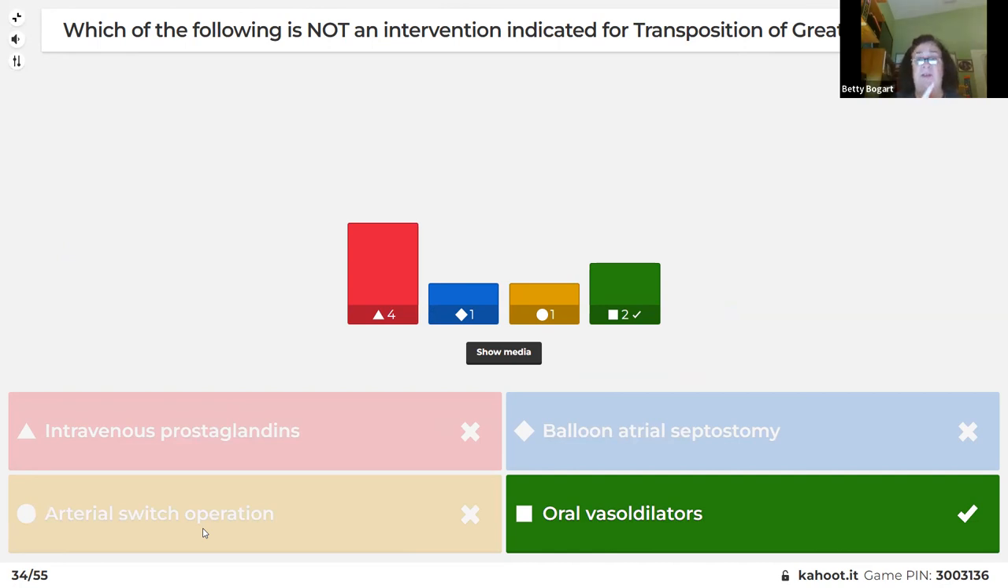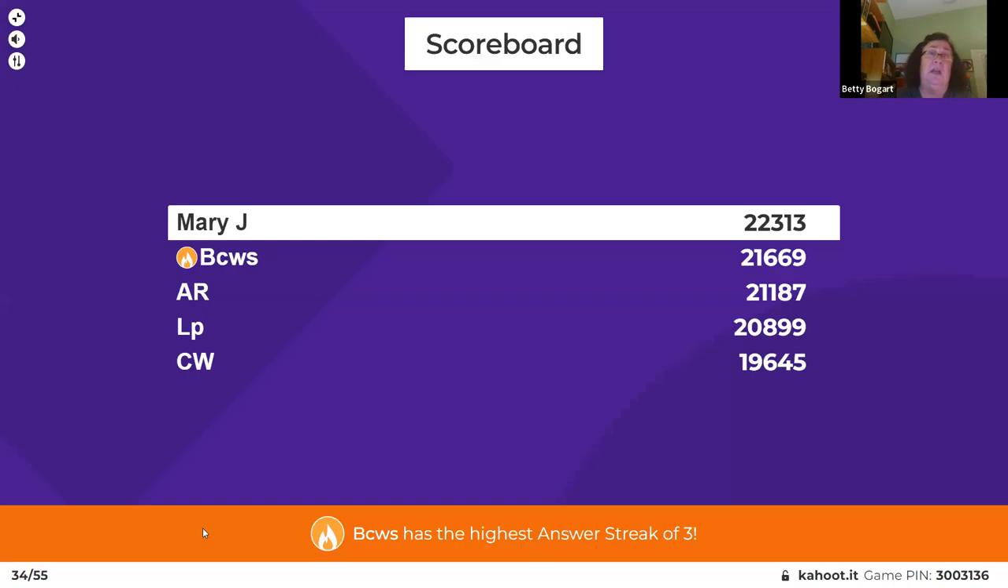And then the surgery that is done is picking it up, turning it around, and putting it on, called an arterial switch operation. Oral nothing will work on these children. And I have no idea what oral vasodilators would do for this child. It's not going to give oxygen to them.